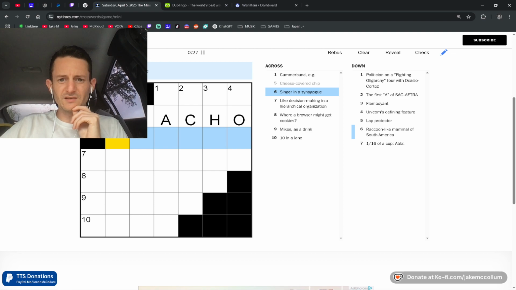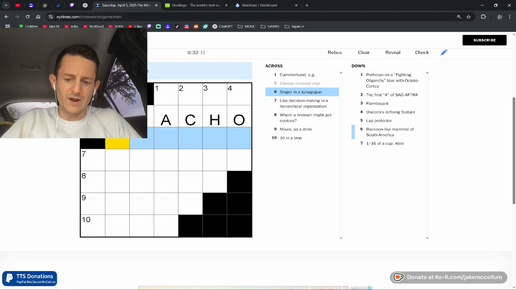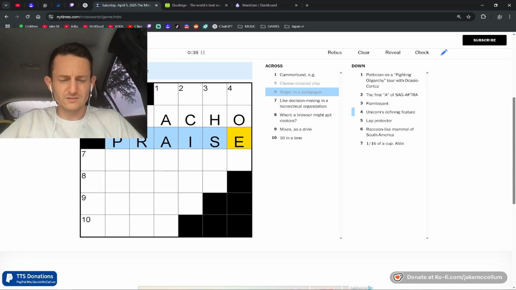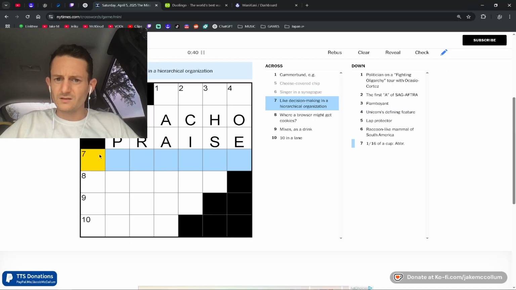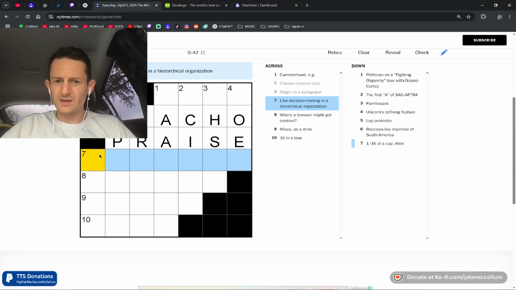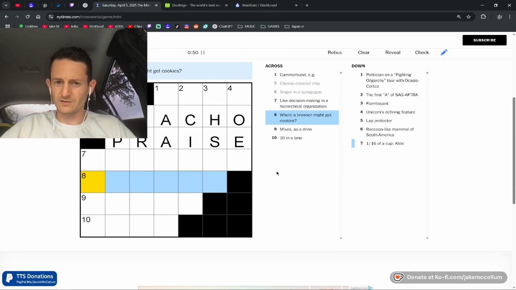Singer in a synagogue. A praiser or worship or something? Praise? Like decision making in a hierarchical organization. Okay, how about you just go and take yourself a big massive dump?